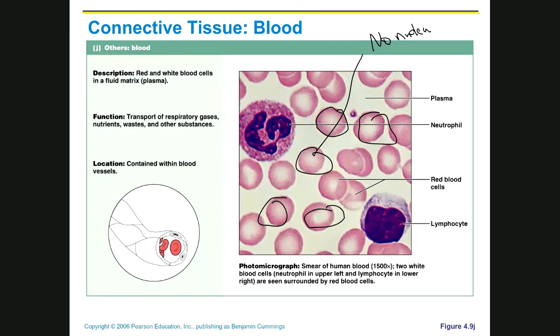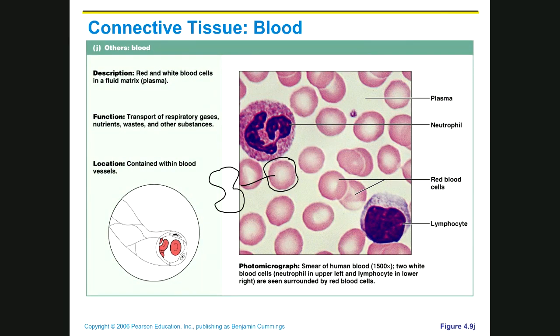So sometimes they look like donuts, but it's not a hole, it's just thinner there. If you look at them from the side, they're shaped like this. They're thin in the middle. And then here's a white blood cell. White blood cells do have a nucleus. And then here's another white blood cell, and it does have a nucleus.